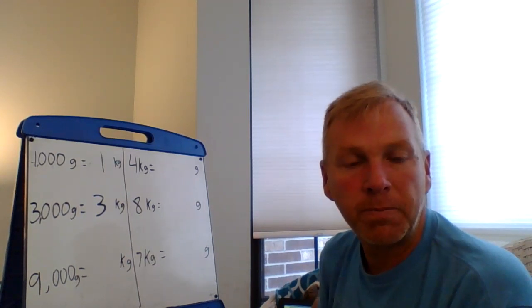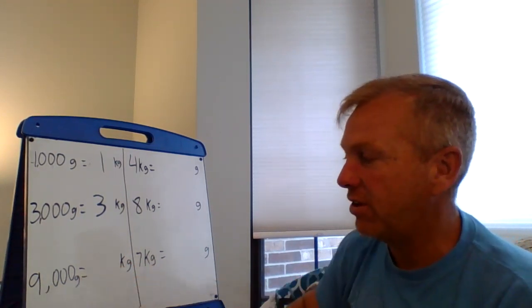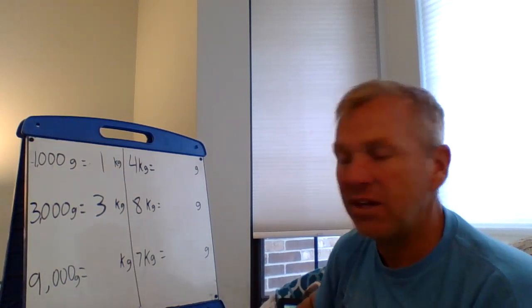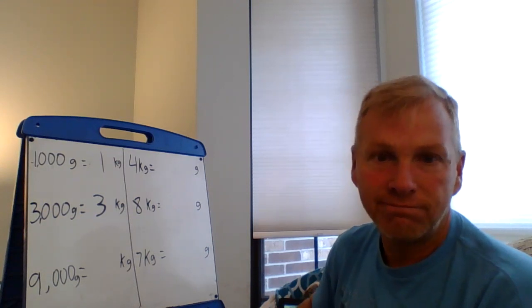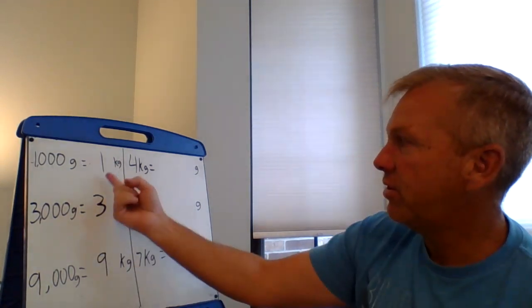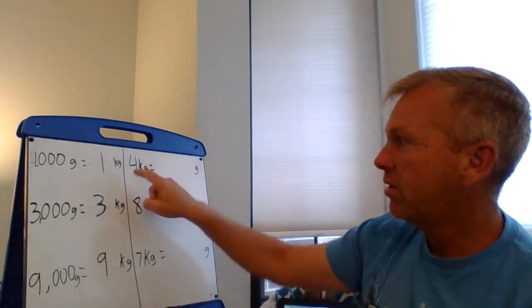3 kilograms. Same thing down here. If you had 9,000 grams, how many kilograms would that be? You've already got it. 9. So you see that conversion. 1 kilogram is equal to 1,000 grams. That's what we're going to do on the other side.